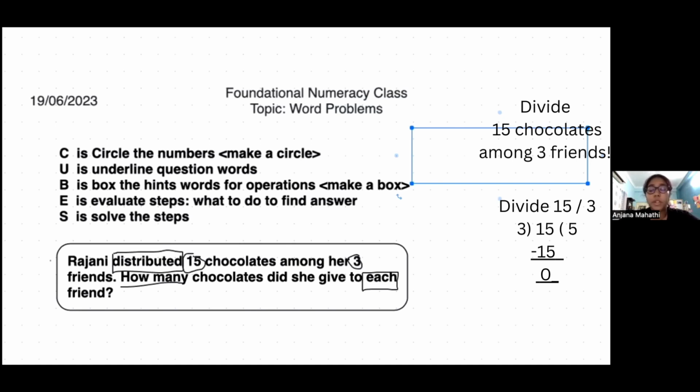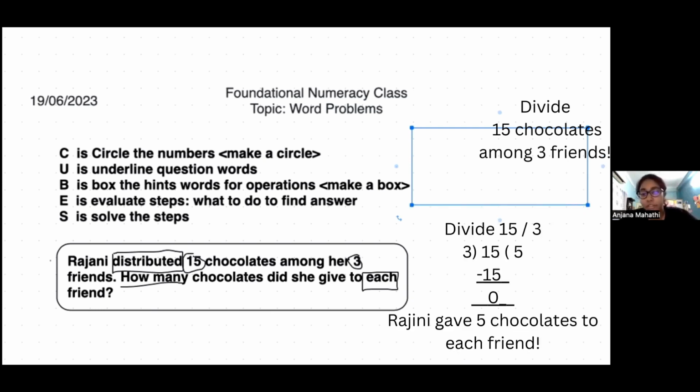Perfect. Does anyone want to tell me what the answer is? What is 15 divided by 3? Good job. 15 divided by 3 is 5. So if 5 is the answer, let us go back to the question. Right? Rajini gave 5 chocolates to each friend.